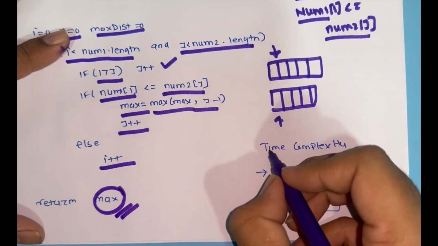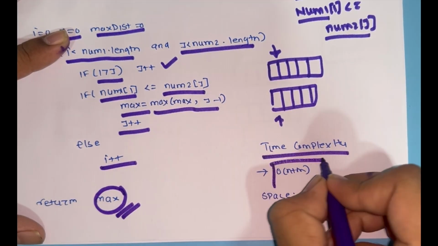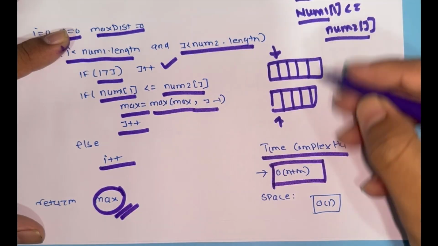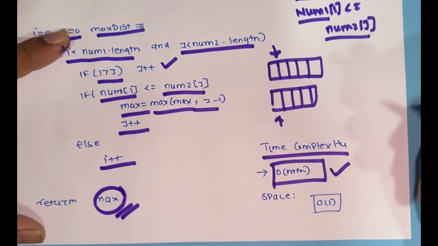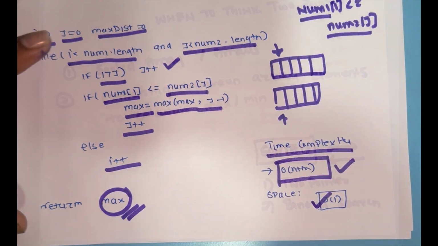The time complexity for this code will be, in the worst case, we will have to iterate over all the elements from both the arrays. So it will be order of n plus m. In the space, we are not using any extra space, so order of 1.